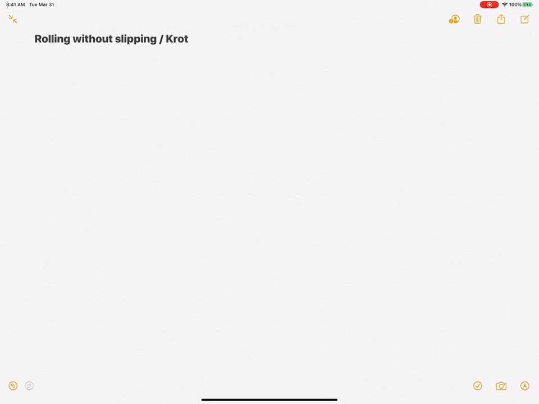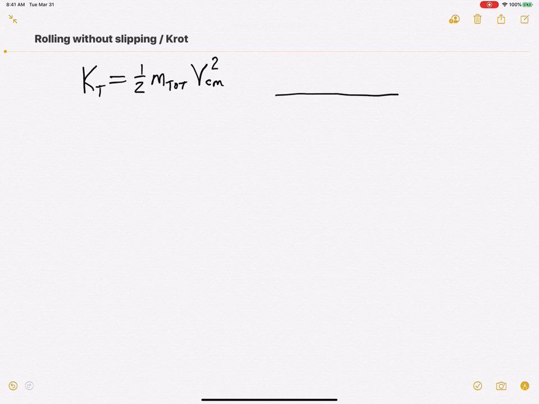One of the things that we've learned is that the kinetic energy is 1/2 the total mass and the velocity of the center of mass squared. And it's important to recognize this as the center of mass velocity. I'm now going to call this K translational. And this just represents, again, any old object you want moving in a straight line, which is called translational.